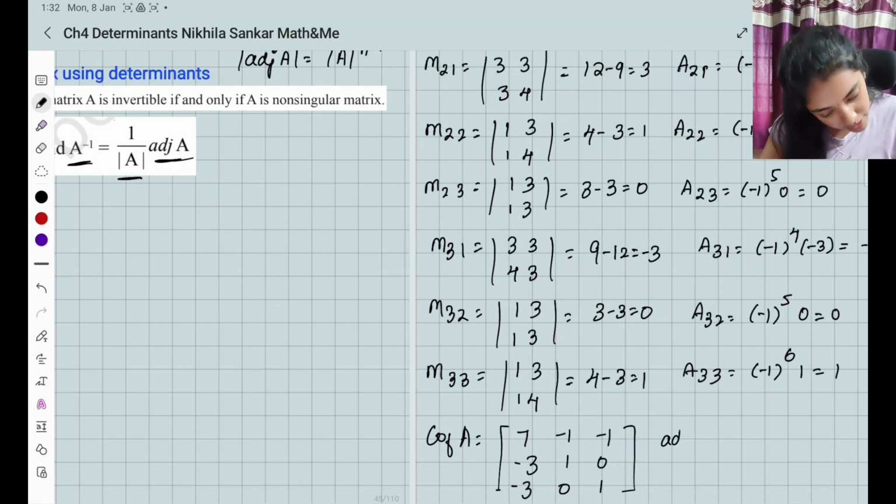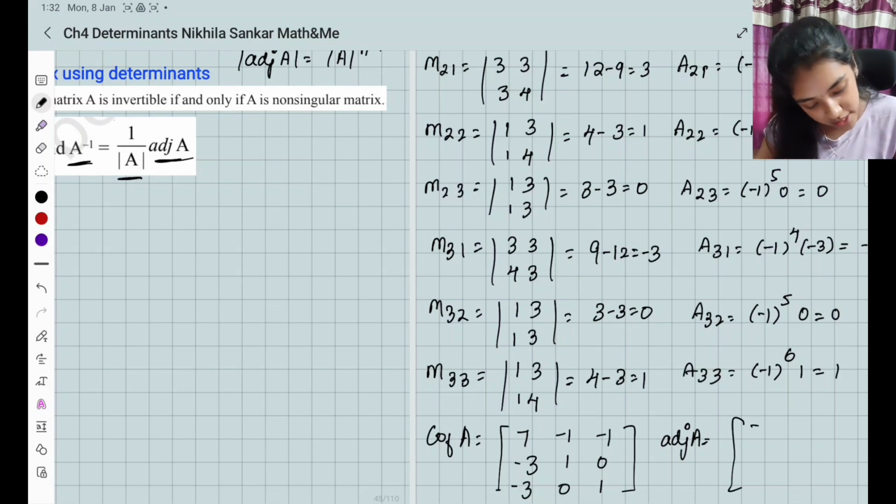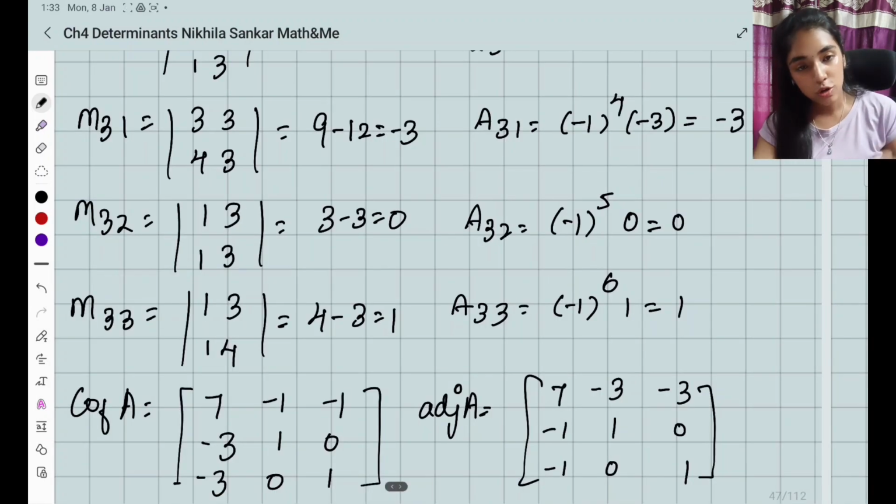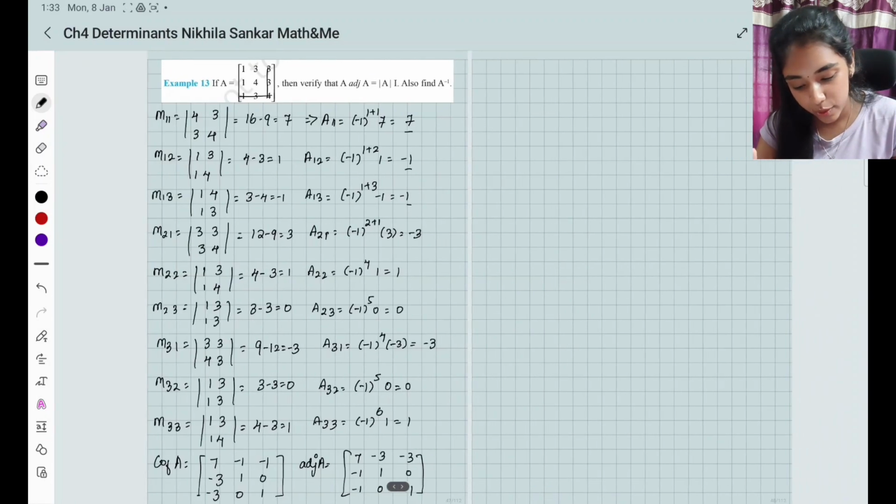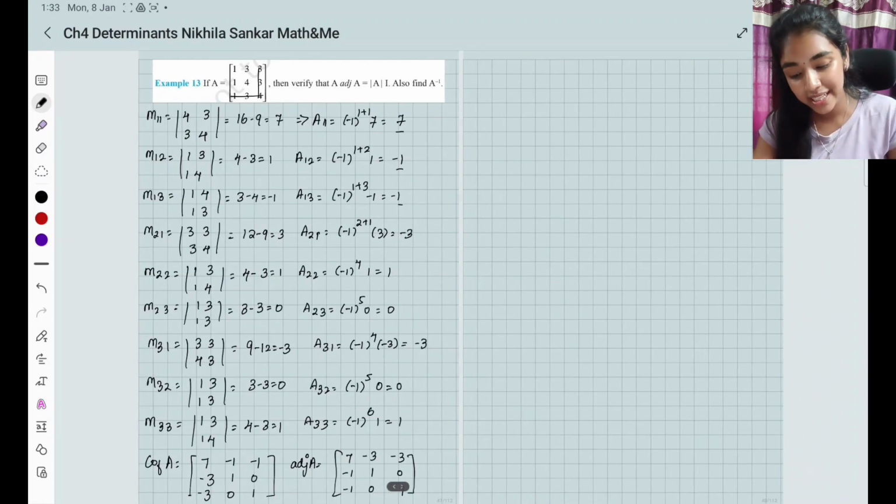இப்போ adjoint எப்படி இருக்க போகுது? Adjoint A is going to be the transpose of this. What is the transpose of this? 7 minus 1 minus 1. Transposeலாம் நிறைய படிச்சாச்சு. Okay? Minus 3 1 0. Minus 3 0 1. Found out the cofactor matrix and the adjoint A. இப்போ questionல என்ன கேக்குறாங்க? Verify that A times adjoint A.